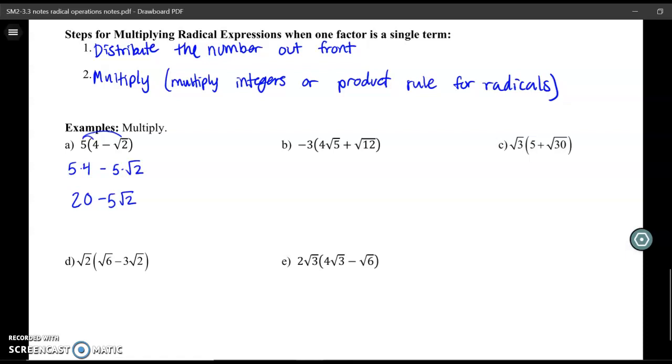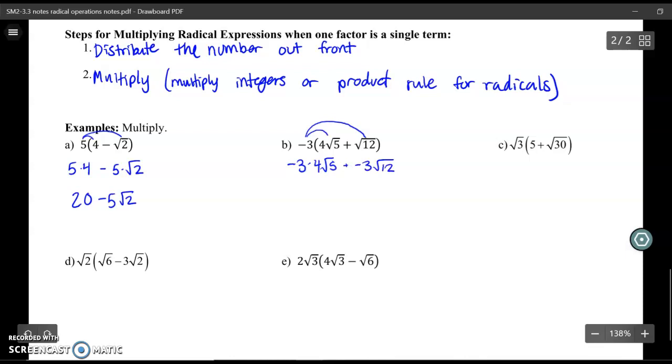Okay. Let's look at letter B. This one's a little interesting because I've got a mixture of integers and radicals. So again, my first step is just to distribute this negative 3 in. So I have negative 3 times 4 square roots of 5 plus negative 3 times the square root of 12. So with this first term, I can combine the 3 and the 4, multiply them together to get negative 12. I can't do anything with that radical, so it just stays the same. Since I'm adding the negative 3 square roots of 12, I'm going to change that into minus 3 square roots of 12. And that's what that final answer will look like.